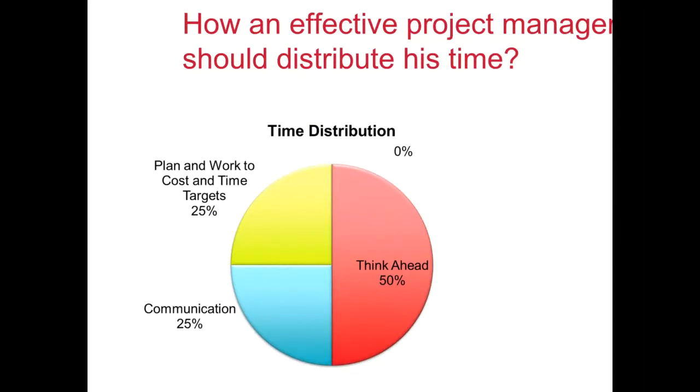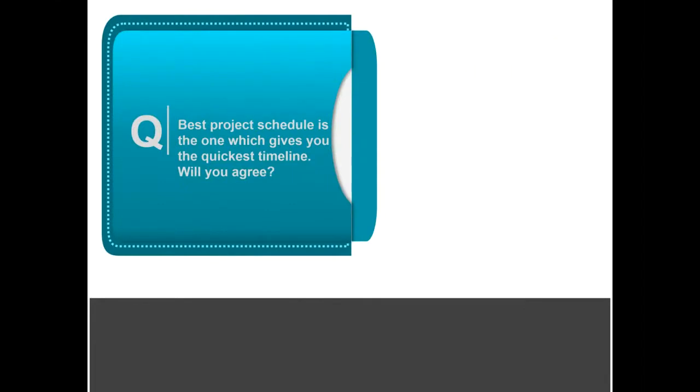Similar viewpoints are backed up by others. So, for instance, this study, it's not any scientific stats here. The suggestion is that project managers should be spending almost half of their time thinking ahead, anticipating what lies ahead, and maybe 25% of the time planning and working to the cost and time targets, and 25% to communicate. But thinking ahead should be a key priority, particularly important with construction. We have to have a very proactive approach.